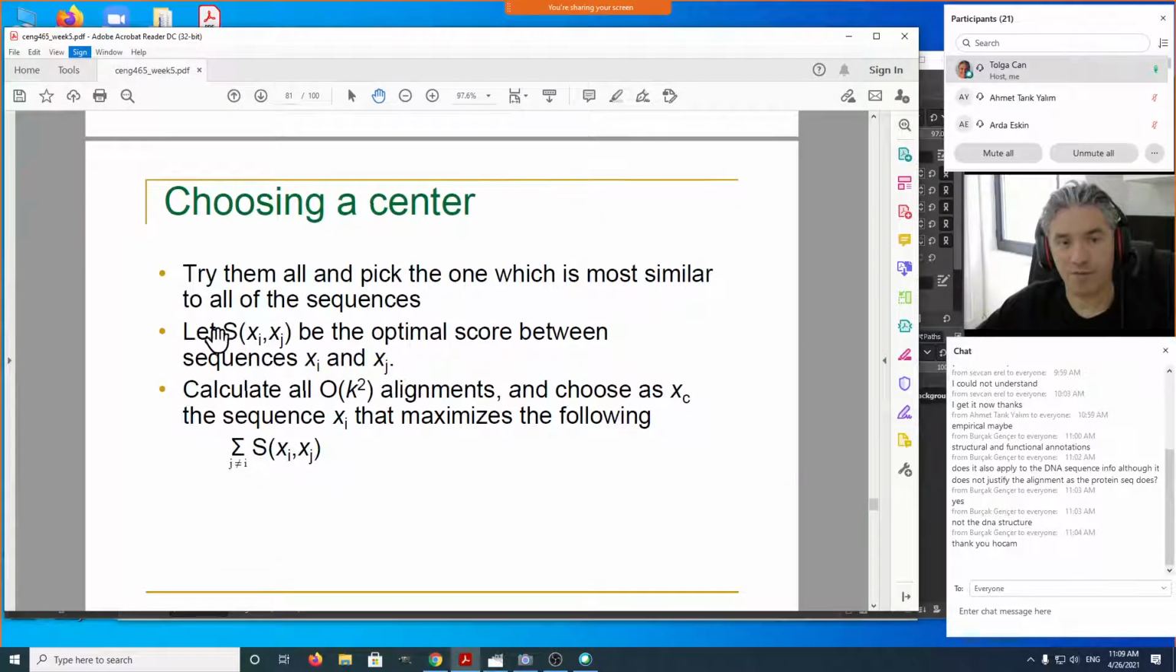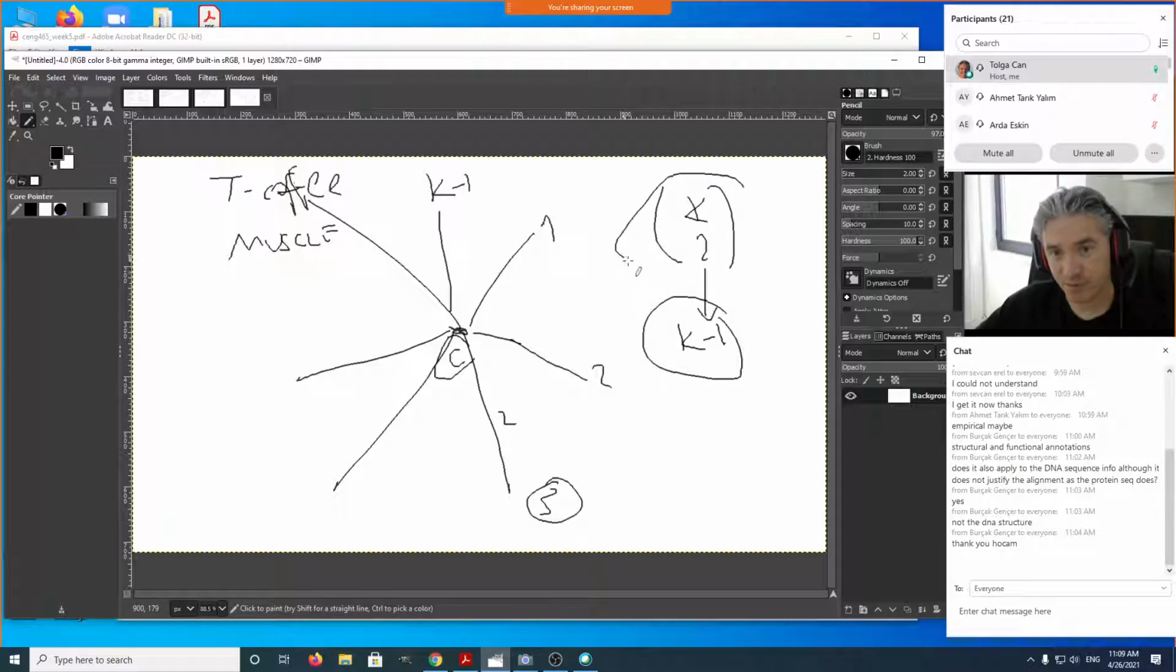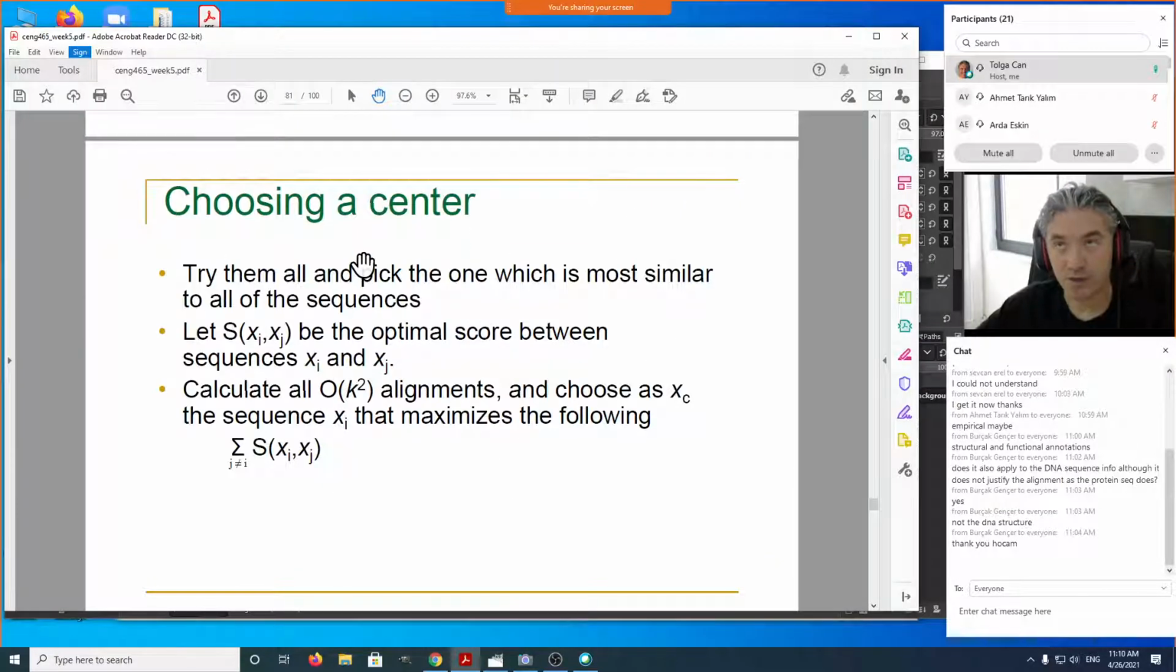We again first perform the k choose 2 alignments. We will be ignoring many of them. So we have these k choose 2 alignments between all pairs of sequences, but we are going to be ignoring quite many of them. But we still need to perform these k choose 2 alignments to choose the center, because we are going to be using the scores of those alignments.